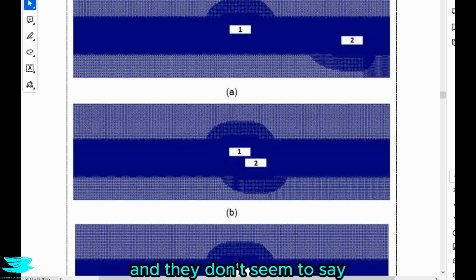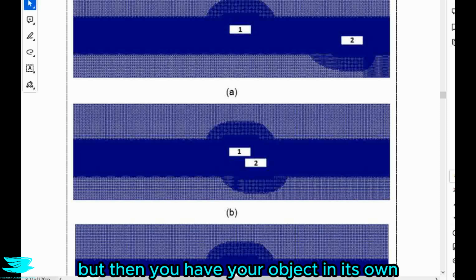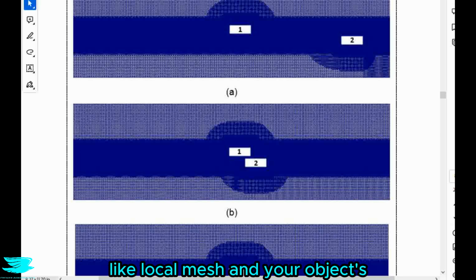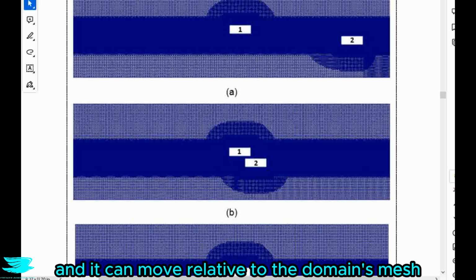Now, they don't seem to say explicitly that their setup is an overset mesh, but from this setup, what I can see, it seems to be an overset mesh. So an overset mesh is where you have your general mesh in your domain, but then you have your object in its own local mesh, and your object's mesh is actually separate to the domain's mesh, and it can move relative to the domain's mesh.